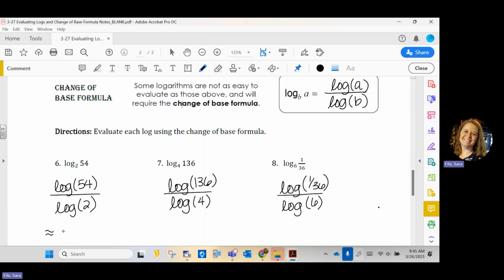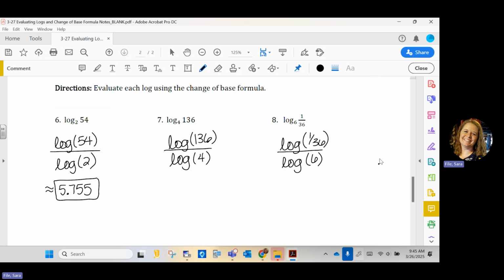I'm going to put approximately. This is rounded. Okay, and then you can practice entering these other ones in the calculator. I'm just going to save us a little time and tell you approximately what it comes out to. Now this one comes out exactly to -2. You don't have to round that one.